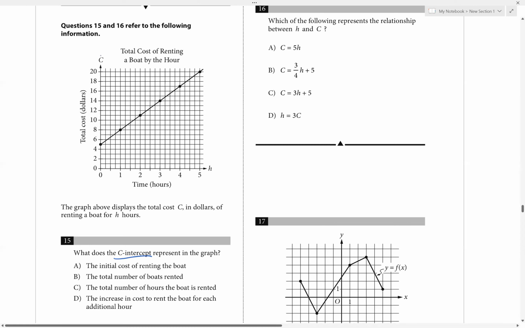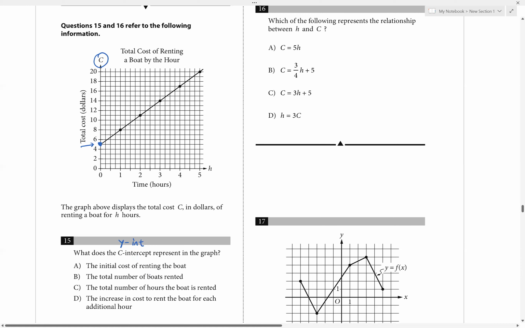So remember we said the C value is like the Y value. That's the total cost of renting the boat. So the C-intercept is pretty much like the Y-intercept. We're trying to interpret the meaning of the Y-intercept, which is this point right there, right on the Y-axis. So it's 0, 5. What does that mean?